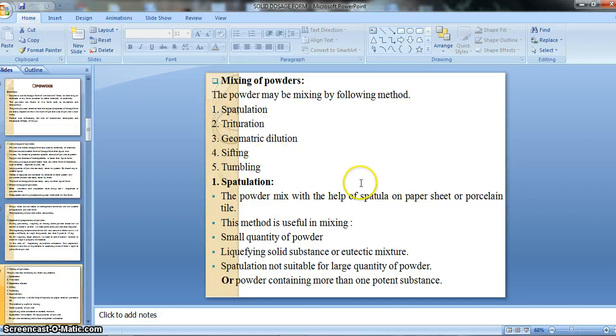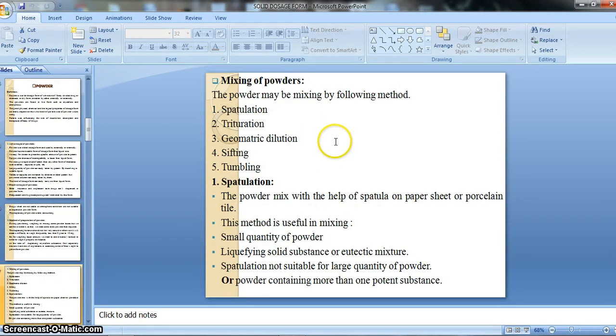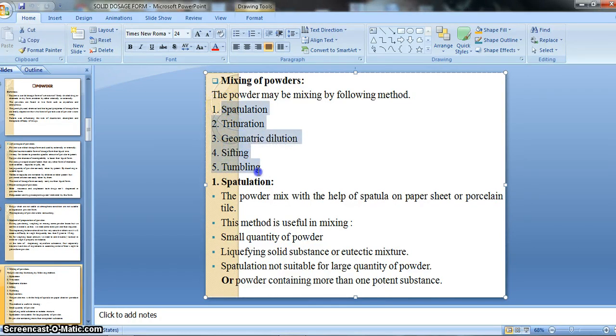This is our today's topic, that is mixing of powders. Mixing of powders comes under the method of preparation of powder. For preparing the powder we need to mix all the ingredients. There are some methods which are generally adopted for mixing the powders: spatulation, the first method, then trituration, then geometric dilution, then sifting, then tumbling. These are the five methods generally adopted for preparing a powder dosage form.